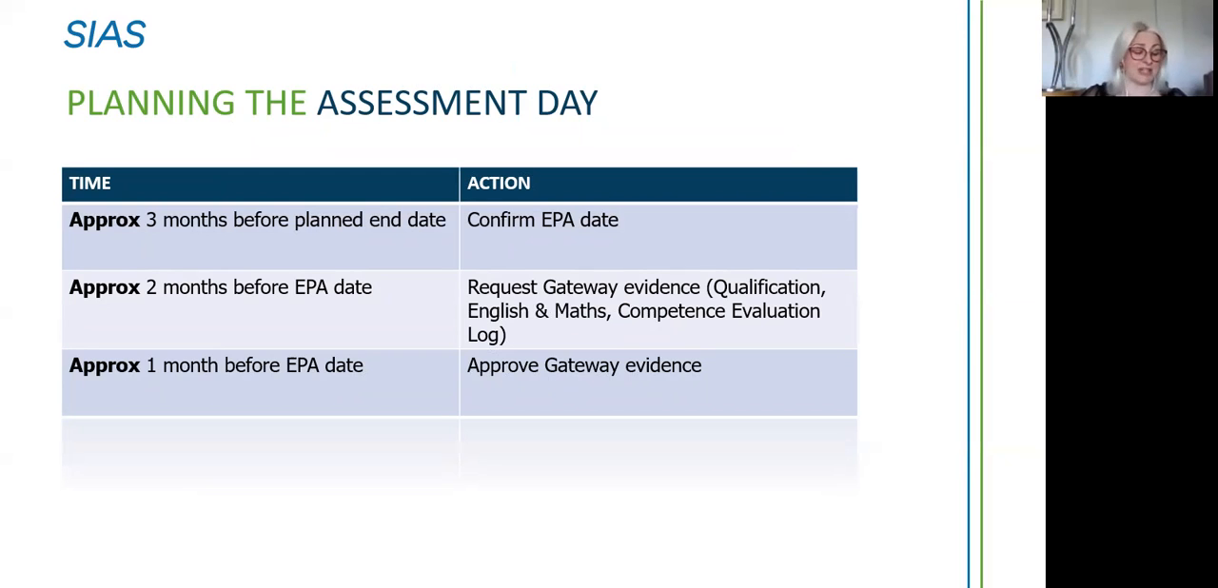So as I've said, we might have put provisional dates in based on your apprentices finishing their university courses or what have you, but we do need to have that gateway before we can go through and do endpoint assessment. We need to have that confirmation. This does include a competency evaluation log as well.